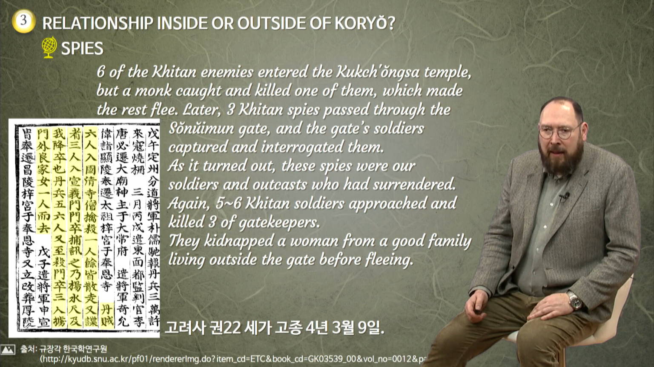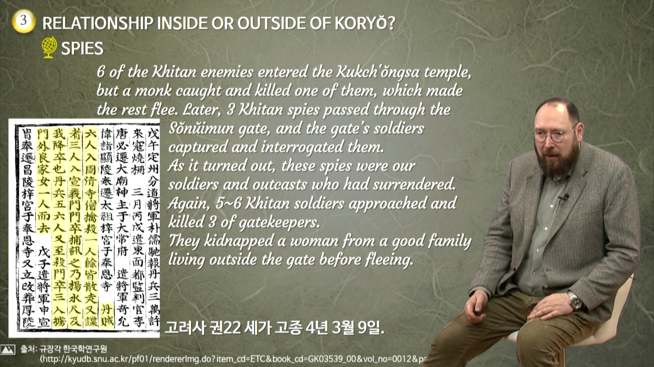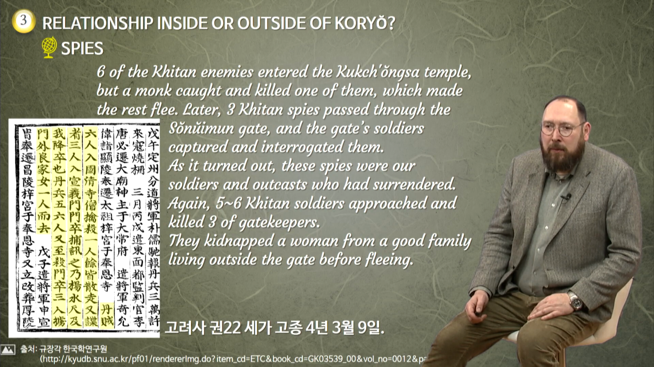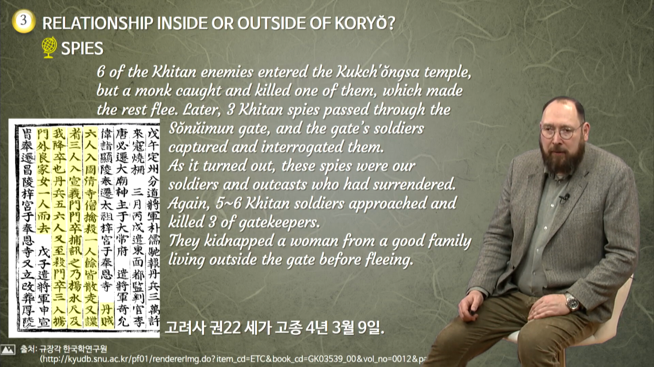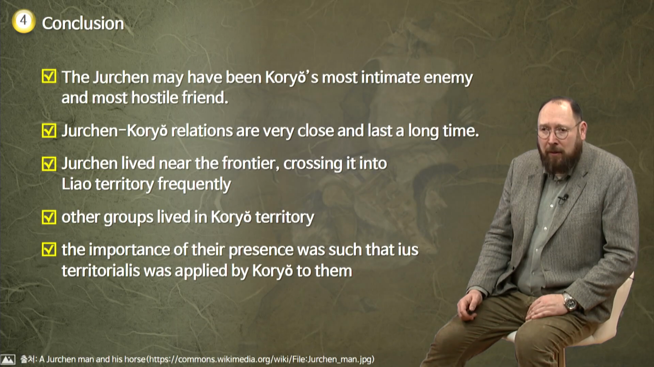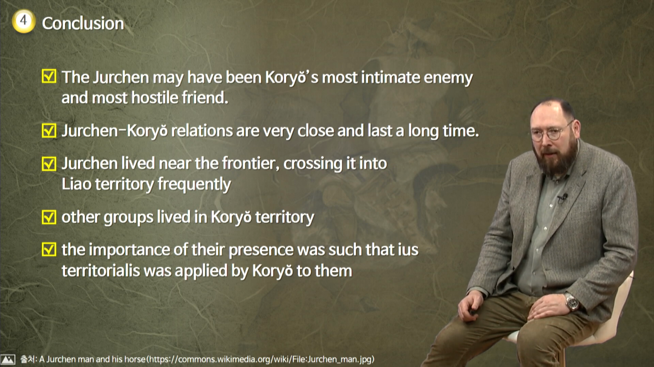So again, as I said, in here you see another example of what the sources tell us: the ease with which Jurchen can pass for Khitan or for Koryoans or for Jurchen, and the ease with which they cross the border and make that ambiguous position work for themselves, and rather less for Koryo or for Liao. Now, I'm slowly approaching my conclusion here.